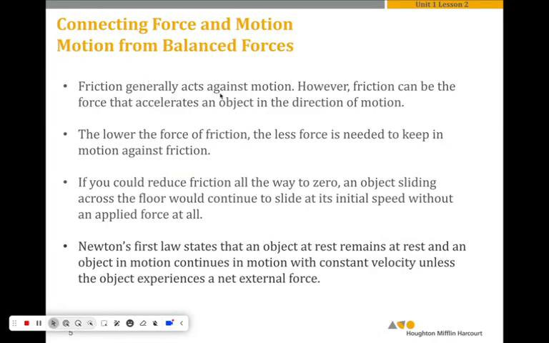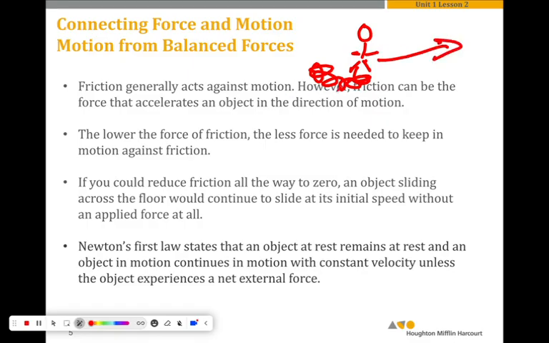Friction generally acts against motion. However, friction can be the force that accelerates an object in the direction of motion. Like that cartoon character that starts to run but stays in place, and then it suddenly goes. It needs friction to actually start moving, like if you start running on ice. If it's a lower force of friction, there's less force needed to keep it in motion against friction.